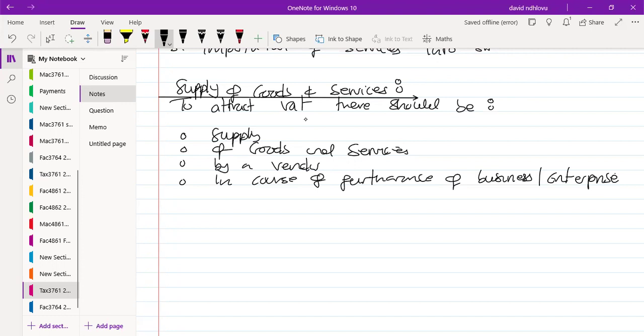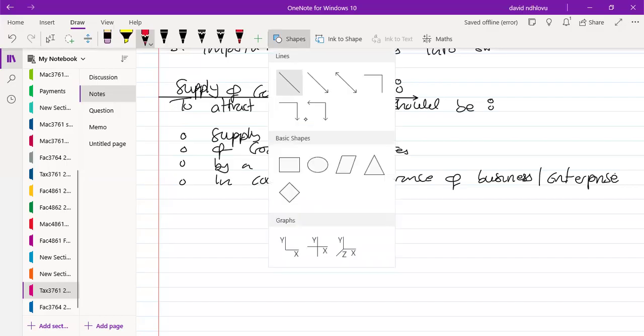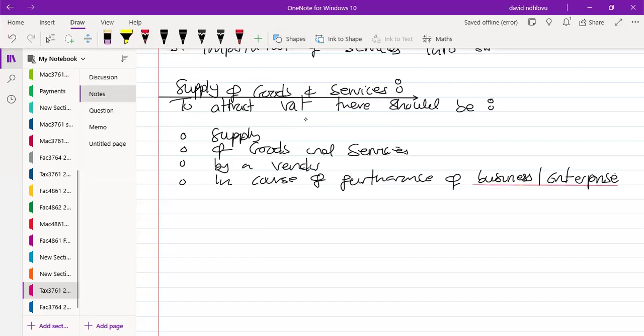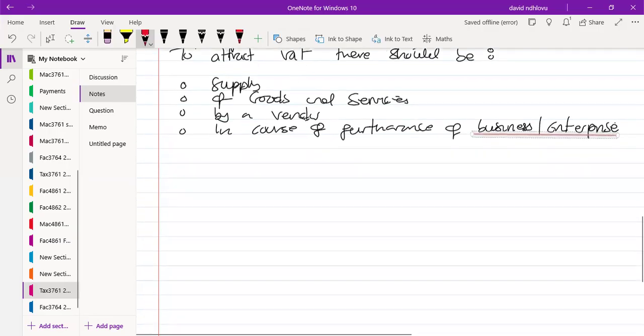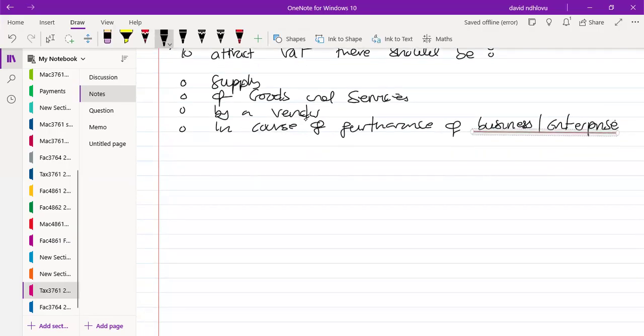Vendor, how does one become a vendor? What are the requirements for one to register as a vendor? In the course of furtherance of enterprise, what is it that is defined as enterprise according to the VAT Act? So we need to look at that in detail, starting with the word supply.